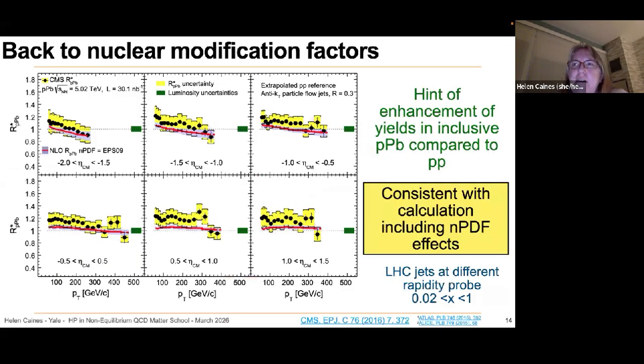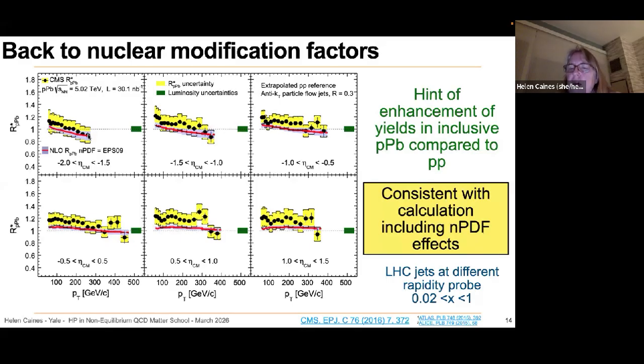So back to nuclear modification factors. Now we're looking at the nuclear modification factors, putting in the numerator the pA, in this case, the p-lead collision. And you see, as a function of rapidity, each of these plots is going from backwards in the lead-going direction, coming forwards towards mid-rapidity, and then going into the proton-going direction. And you see that the ratio is largely, within uncertainties, consistent with unity, and the data in black and yellow compared to the theory that includes, importantly, a nuclear PDF is in common agreement with it.